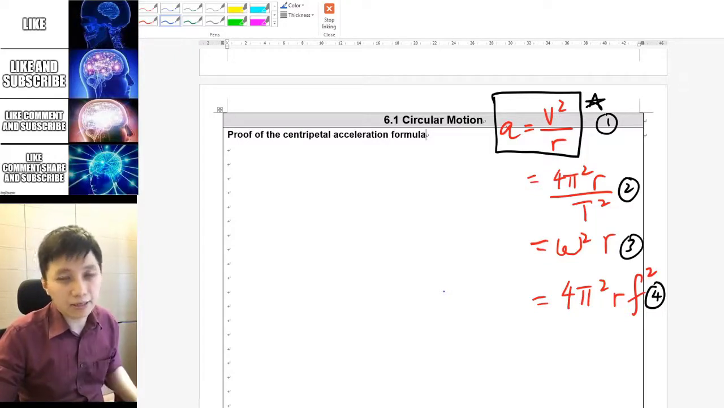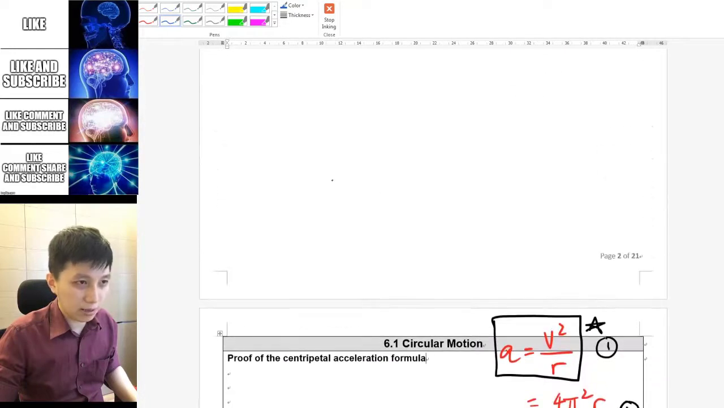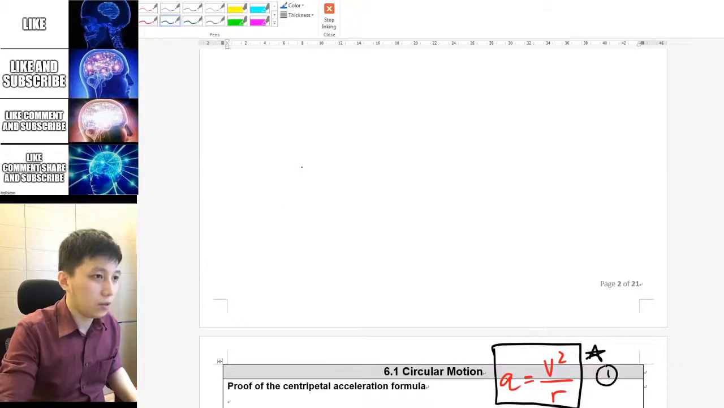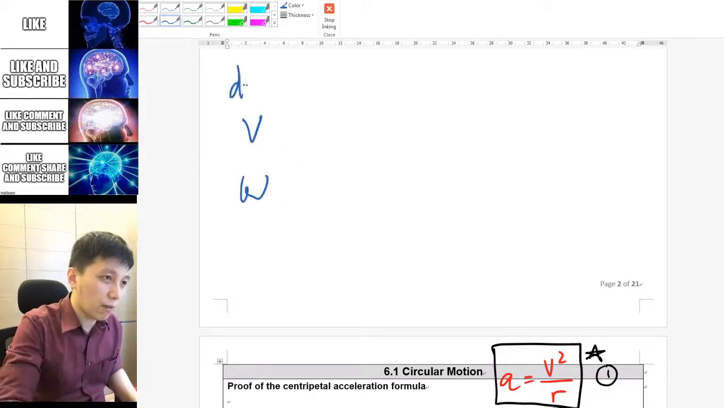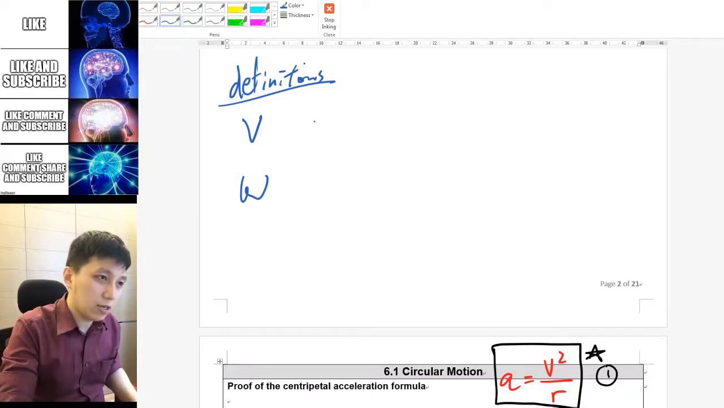Before I set you free to explore the joy of deriving this equation yourself, let me tell you some basic definitions first. So I think the best place to put it would be in the space on page 2 here. The definitions that you may care about will be v and omega. Remember, they are definitions. Okay, you cannot argue with definitions. It is what it is. So for the first one, v, it is linear velocity.